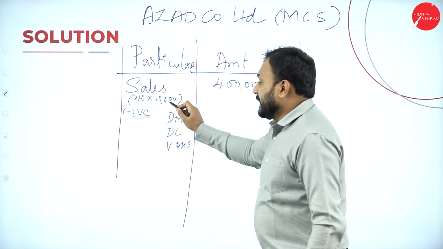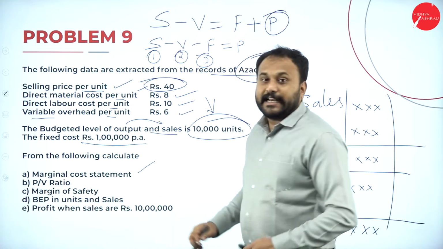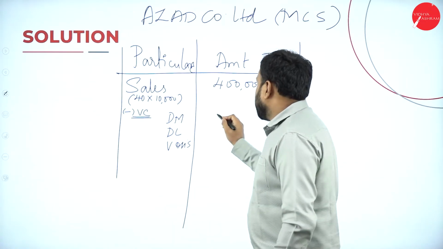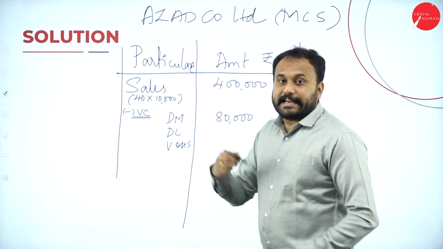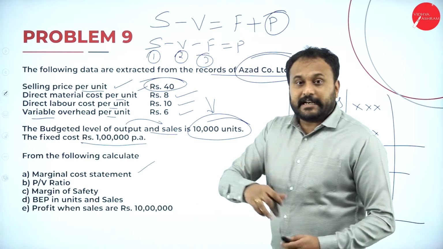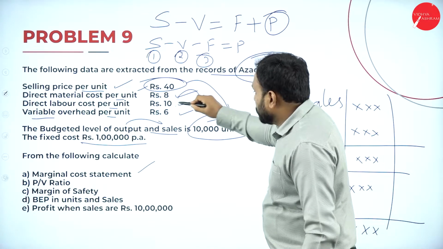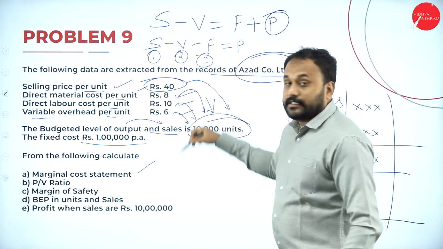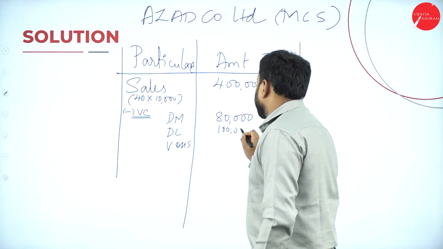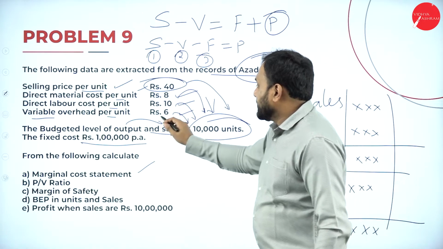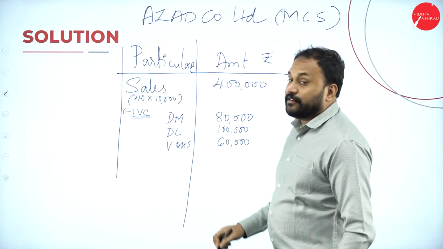So here what happens is 10,000, you multiply it with per unit. That means 8 into 10,000. So here 8 into 10,000 is how much? Your 80,000. Next, DL, direct labor, how much is it? 10. 10 into 10,000. Whatever it is, you are supposed to multiply with the output. That is what the thing is. Now here 10 into 10,000. So it is 1 lakh. Next you have 6 into 10,000, that is 60,000. Done. So we are done with variable cost.